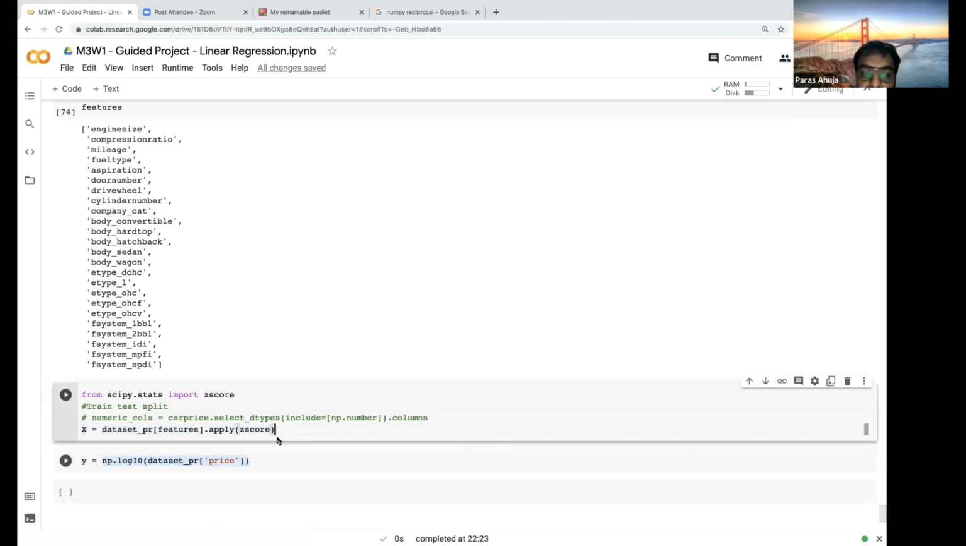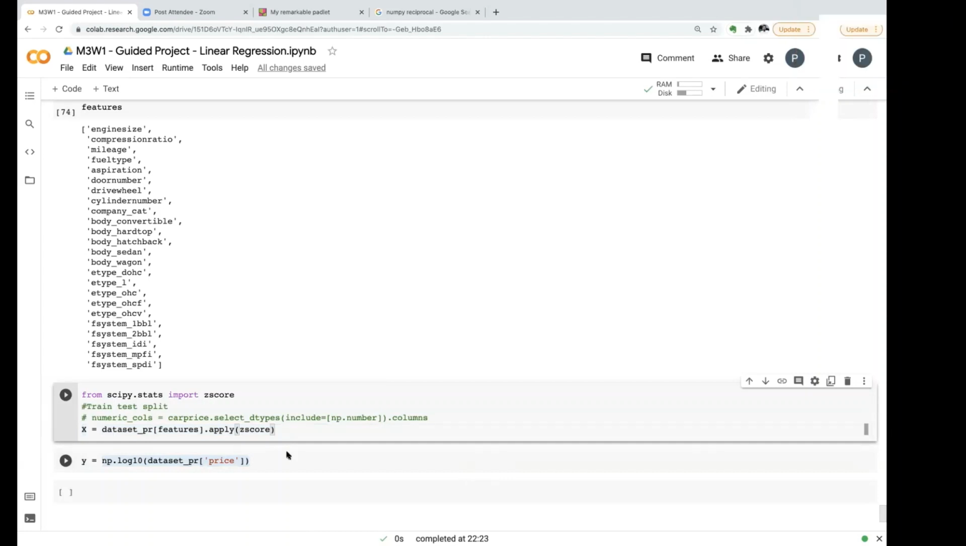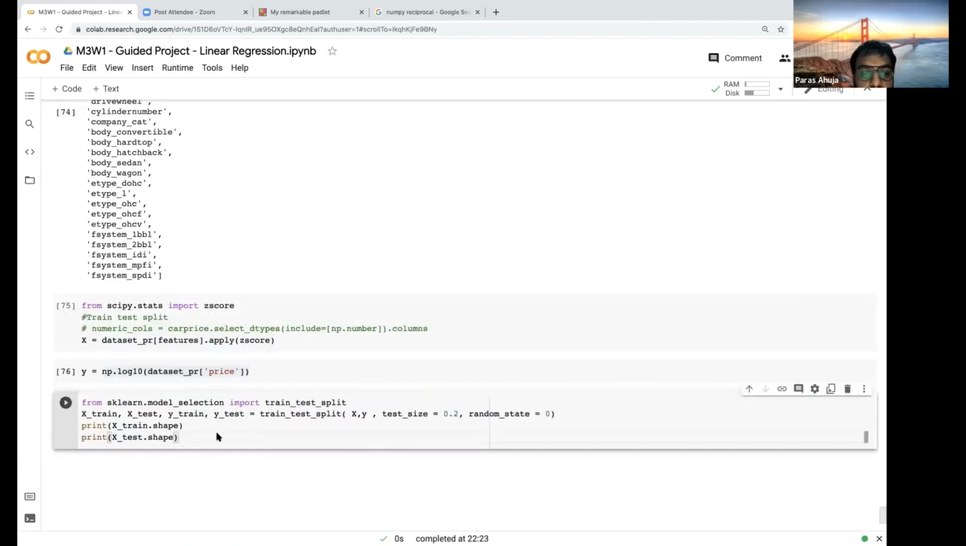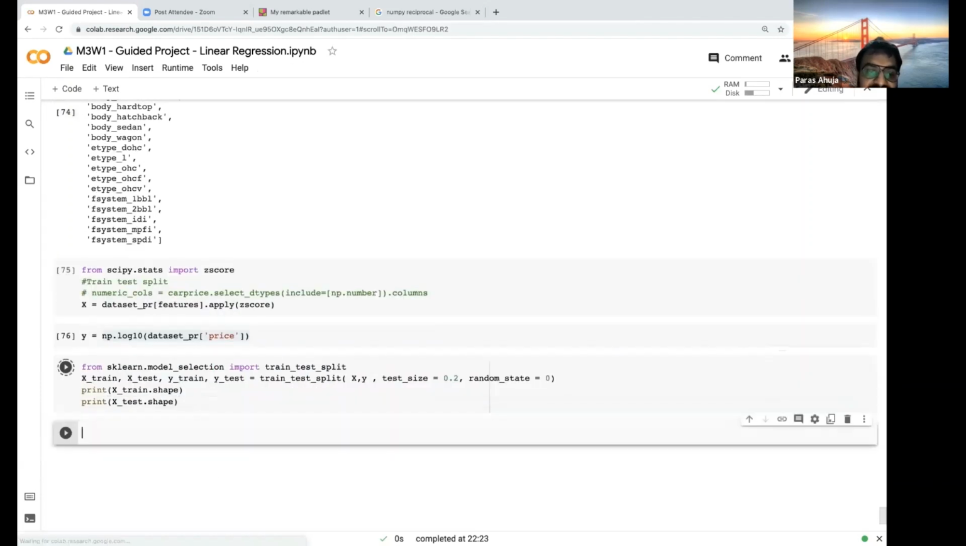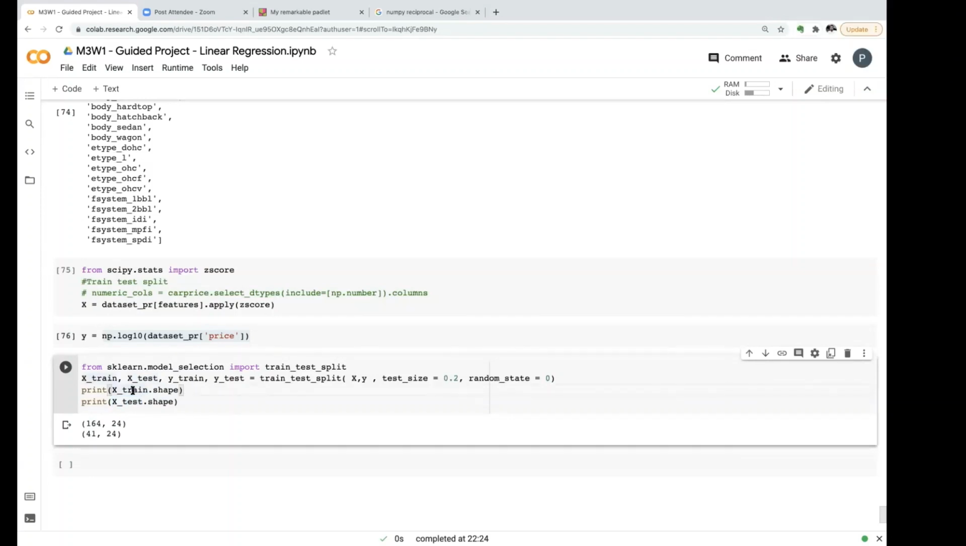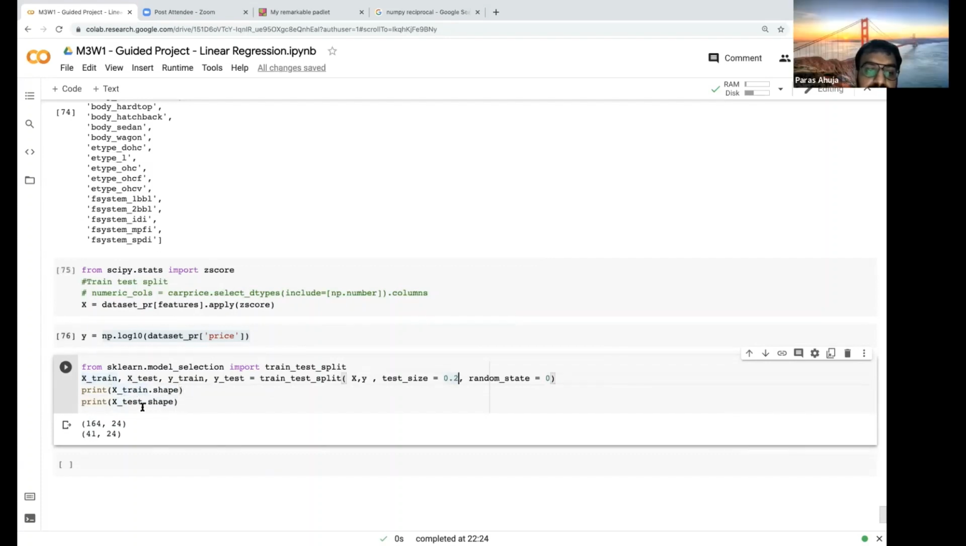Is it clear, everyone? Any doubts? And next step should be we'll convert them into train test split, right? Train dot shape, test dot shape. So our 205 rows, 164 got into train and 41 got into test set. Do you guys know train set, test set? Yes. So it is converted in this ratio of 80% of data is training set and 20% is test set, testing.